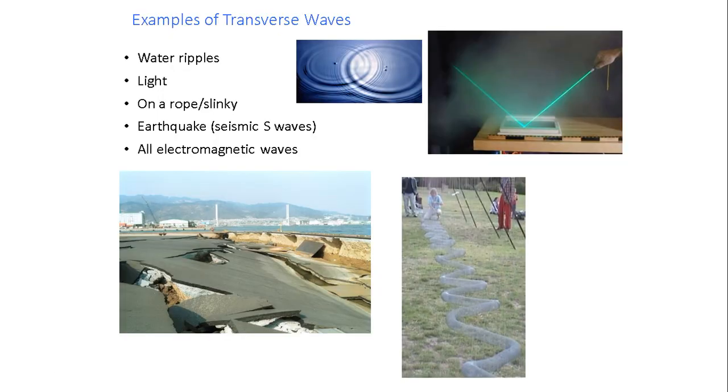Examples of transverse waves. We have the water wave or water ripples, like what you have here. Notice that when you put something in water and it creates a wave, the object goes up and down. It will just keep going like this, up and down, up and down. That's telling you how the water is vibrating. The particles in the water are vibrating.